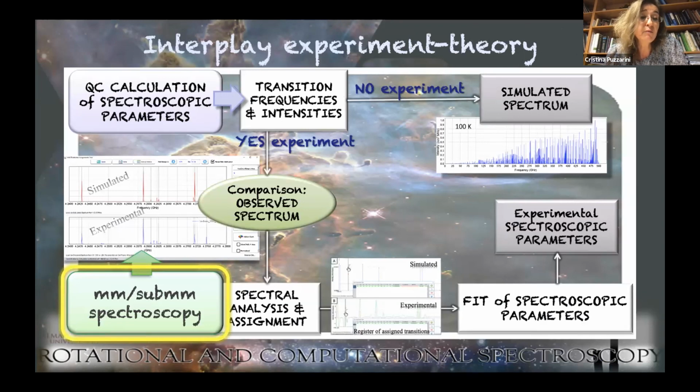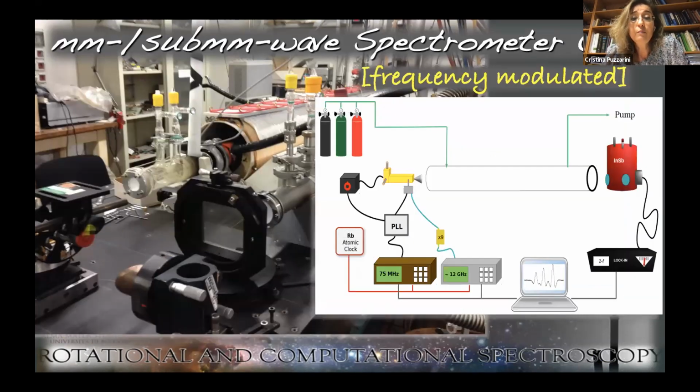Then we move to the recording of the spectrum. In Bologna, we have two spectrometers, which will become just one with more cells, because we are moving. So we have a millimeter and submillimeter wave spectrometer, a frequency modulated one. So we have phase locked radiation, second harmonic detection technique. So we record the second harmonic of the actual rotational spectrum.